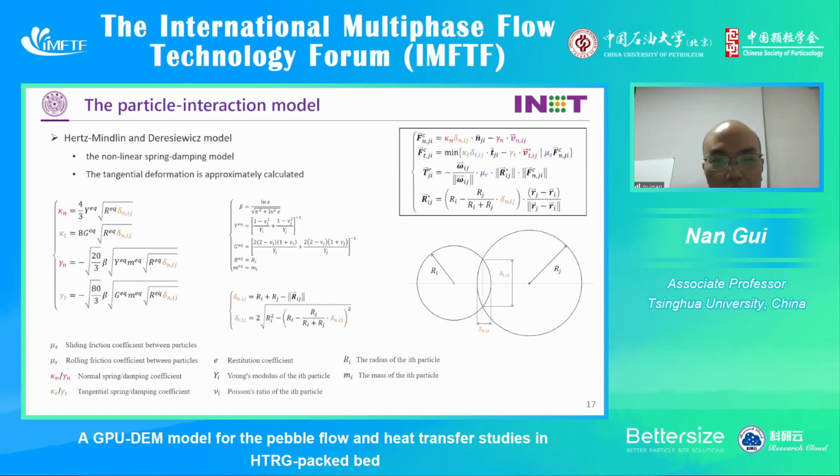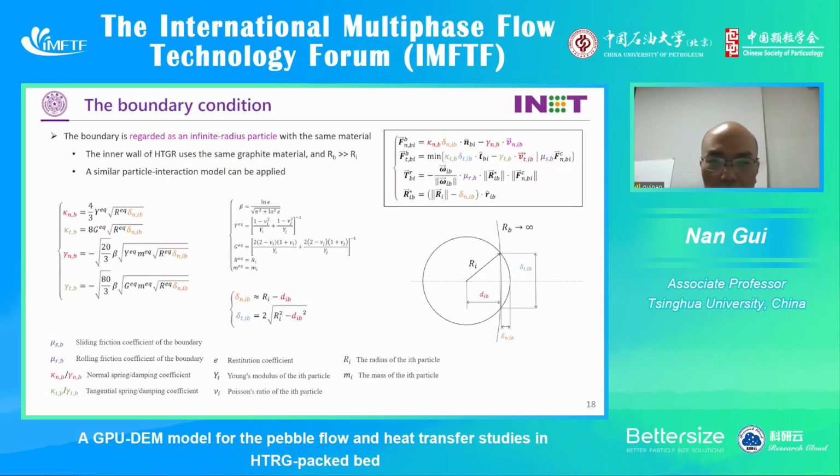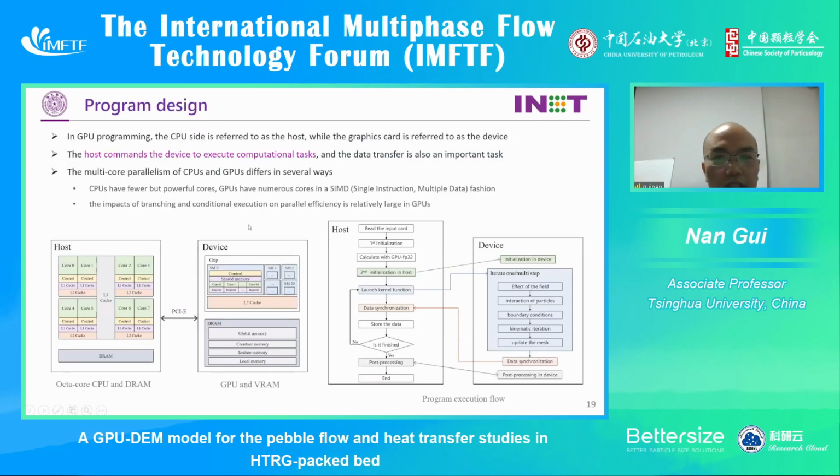For particle-wall contact, because the pebbles and the walls are made of the same material, graphite, we just treat the walls as large pebbles of infinite radius and treat the particle-wall interaction simply. This is the main architecture of the GPU-DEM solution. It is mainly divided into two parts: the host and the device. We use the CPU to handle the main flow, and use the device part to solve the iteration.